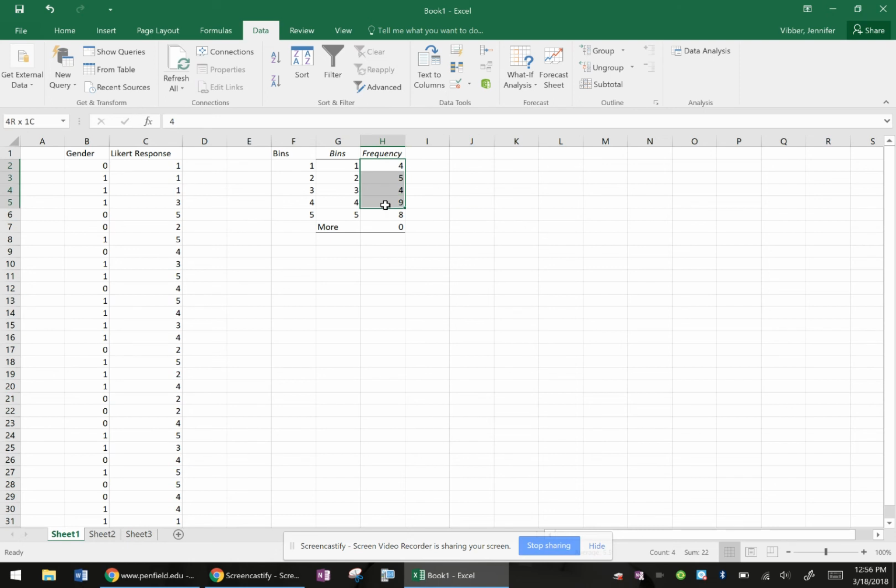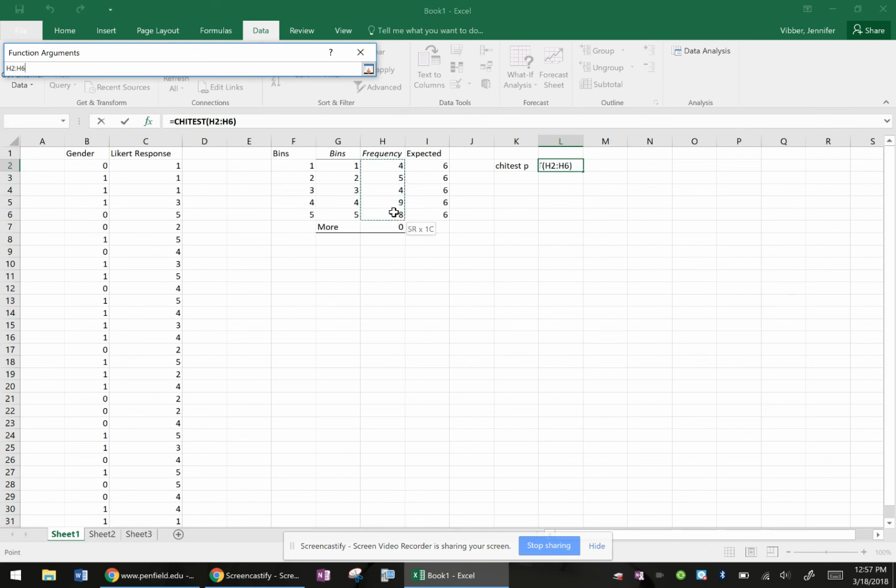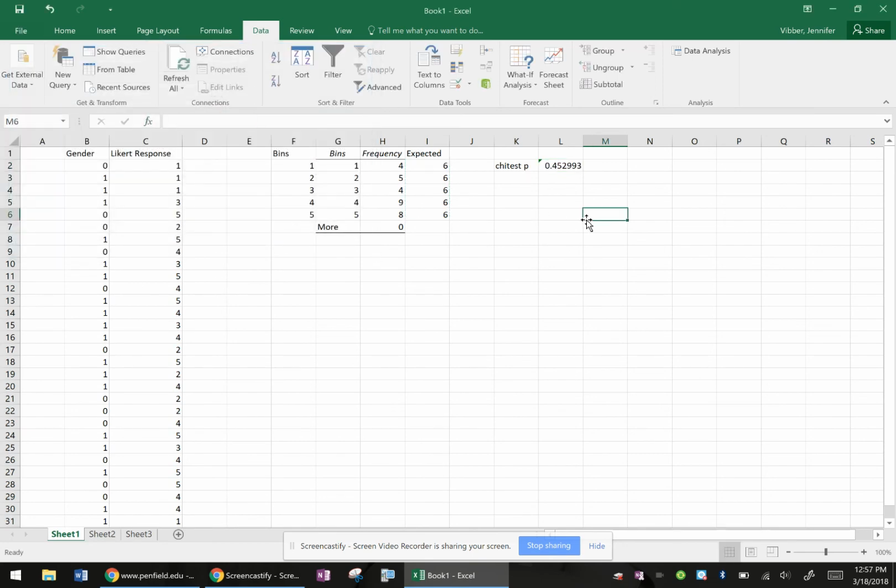Now I need to do the exact same thing we did before. I want to know if these are evenly or unevenly distributed. So I want to go to expected. I'm going to highlight these and realize there's 30 of them. So my expected column is going to be 30 divided by 5, which is obviously 6. And I want to know if these numbers are statistically different from a bunch of 6s. So I'm going to come over here, do chi-test, p-value. Actual is the frequency. Expected is the expected. And I hit OK, and that's 0.45.